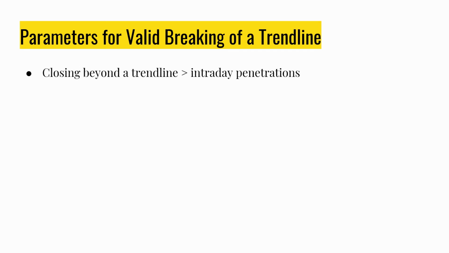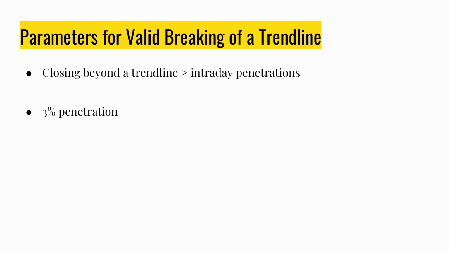So the first guideline is that breaks that happen at close are more important than intraday penetrations. For instance, most of the time you can ignore intraday penetrations when you maintain the trend line at close. The second guideline is the 3% penetration rule I talked about in my previous video.